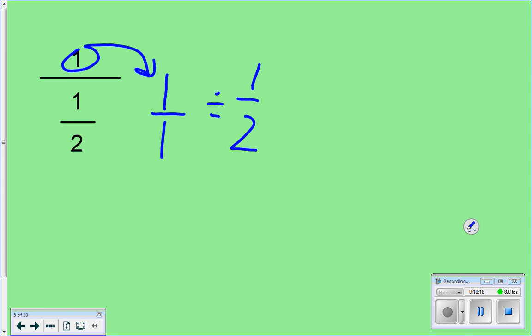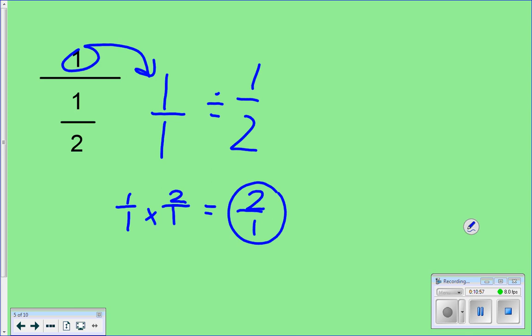And then you probably know what to do after that. So you're going to change it to a multiplication problem. And you're going to multiply. You're going to get 2 over 1, or 2. See, not scary anymore, is it? Okay. Any questions so far? So far, so good?